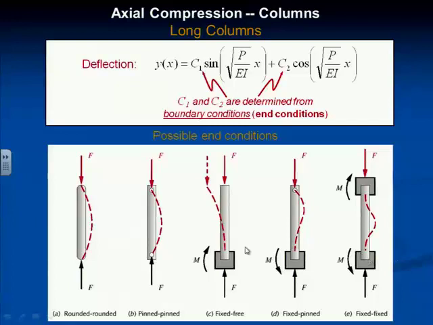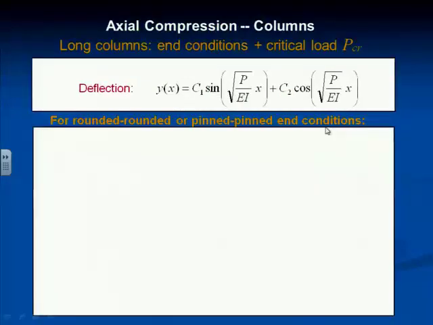Each of those will have a different shape, as is shown here. Actually, these two are the same animal, but this clearly is different, and this is different again, and this is different again. So they will fail at a different load. So how do we handle that?